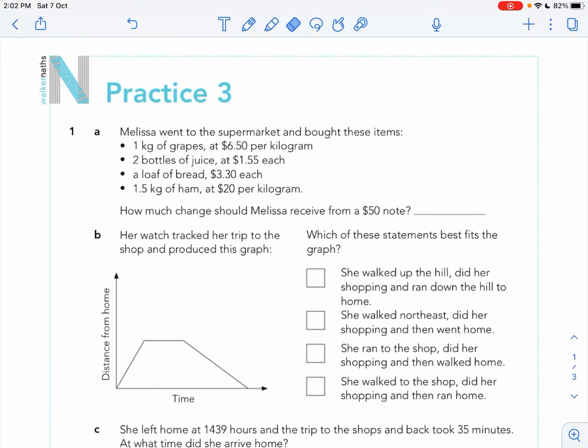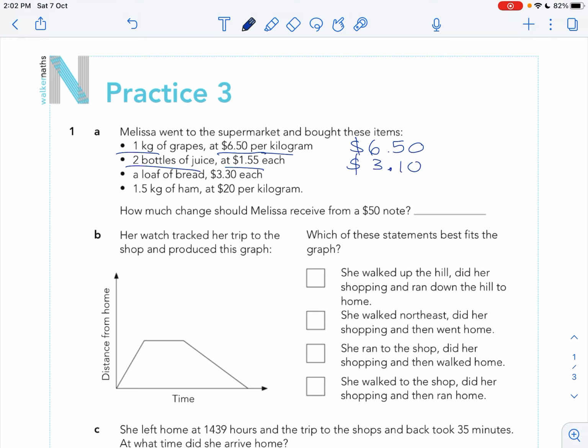Right, this is practice 3. Melissa went to the supermarket and bought these items. So she got 1 kg of grapes at $6.50 per kilogram. So that was 1 kg, so that's $6.50. 2 bottles of juice at $1.55. So 2 times $1.55 is $3.10.